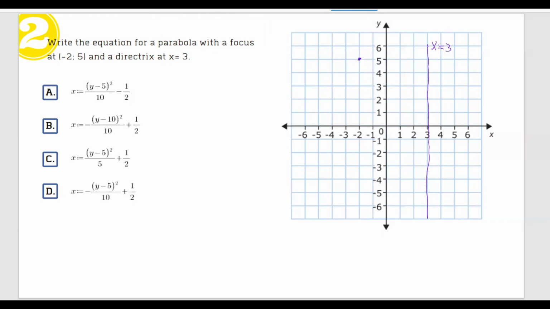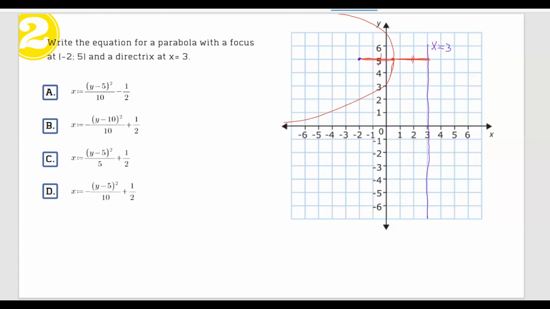And what do we know? The relation between focus and directrix is that the vertex of that parabola is the midpoint between focus and directrix. So this is going to be the vertex of my parabola. And the parabola is going to look something like this. And this distance equals this distance. This is what we know. And it's 2.5, 2.5 on both sides.